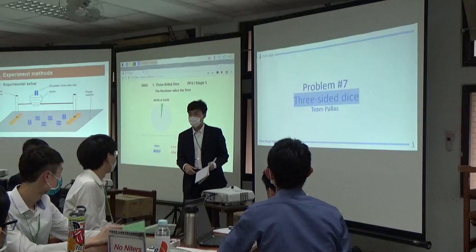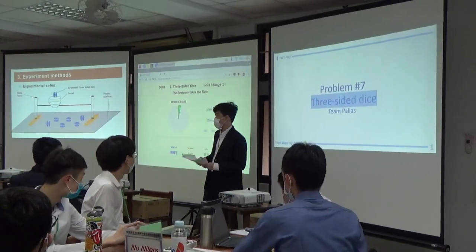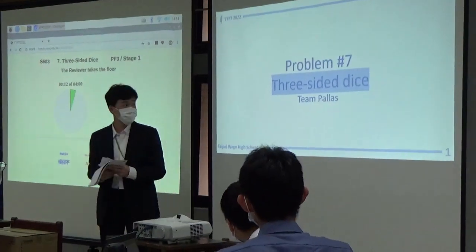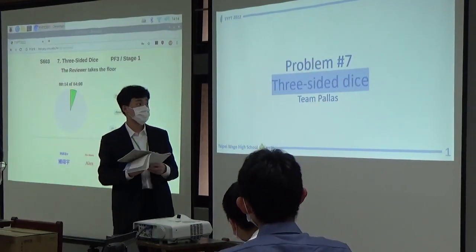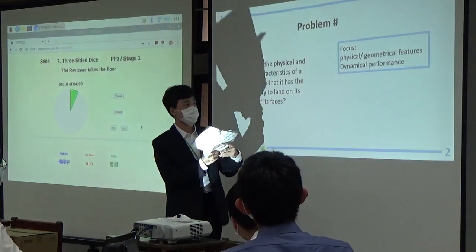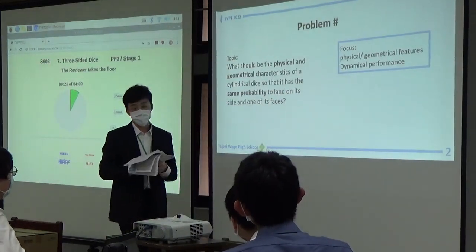Okay, honorable judges and fellow competitors, I'm the reviewer of Team Palace, and we're going to review Problem number 7, 3-sided dice. This is our problem statement, and the focus should be on physical and geometrical features and the dynamical performance.